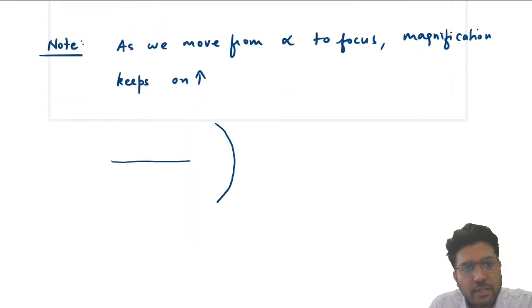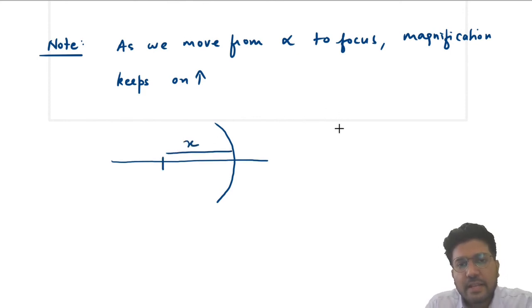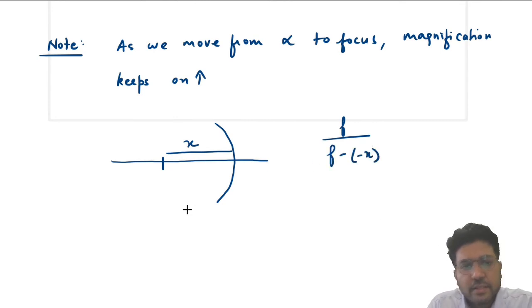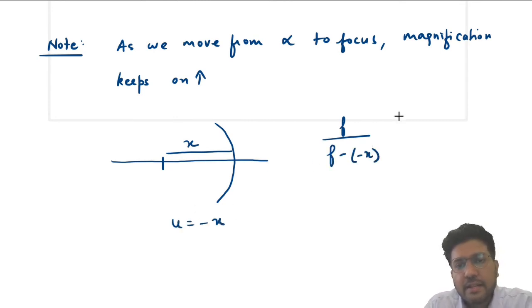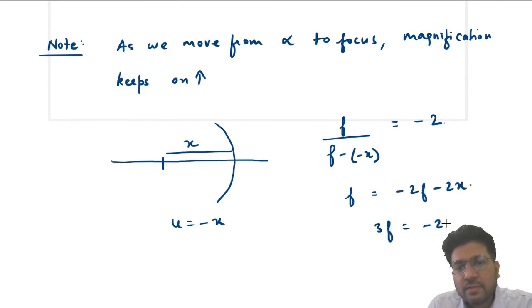Now let us do the math. Initially the object was at a distance x. I'll write f by f minus u, u is minus x, equal to -2. From this you get f is equal to -2f minus 2x, so 3f is equal to -2x, f is equal to -2x by 3. So this is the first thing.